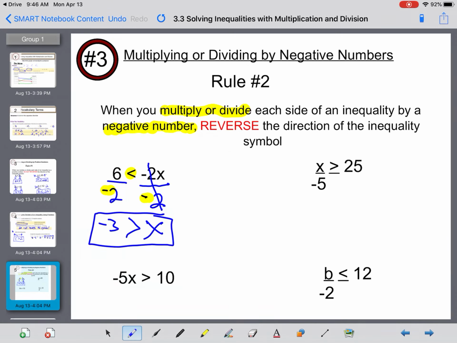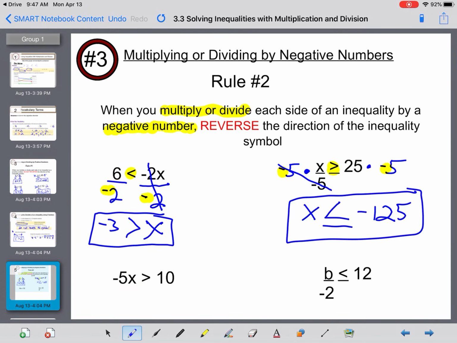For example, x divided by -5, I'm going to have to multiply by -5. But again, we're multiplying by a negative number, so I'm going to take the inequality symbol and flip it over. Greater than or equal to becomes less than or equal to. Our -5's cancel. X is now less than or equal to 25 times -5, which is -125.